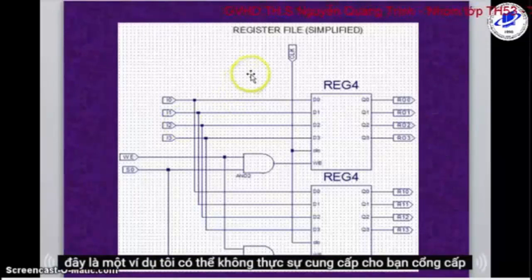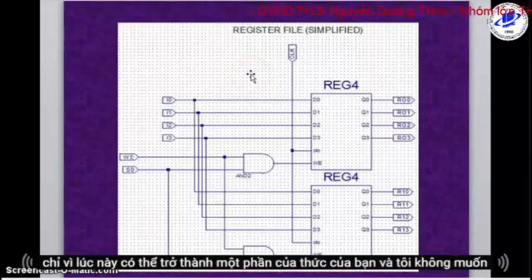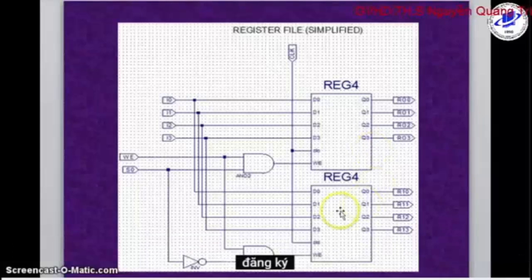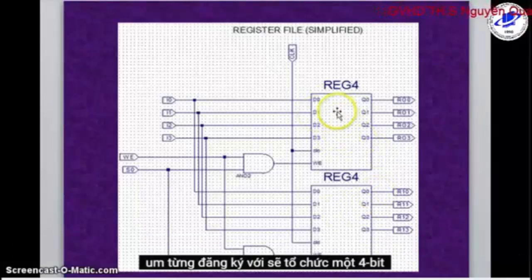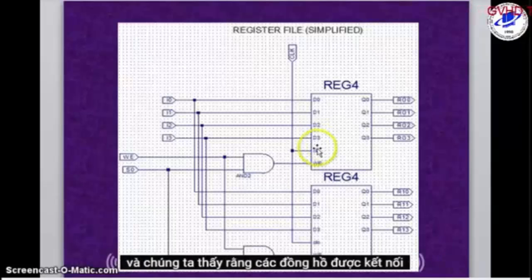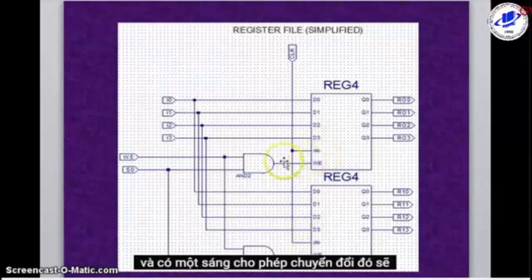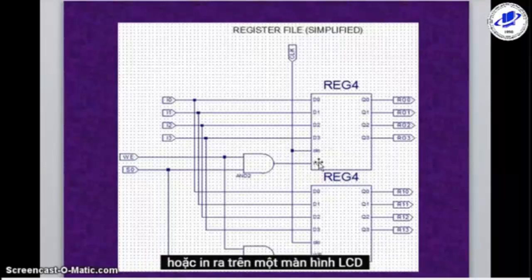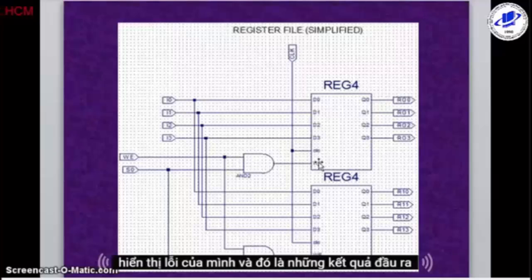Here's an example. I couldn't really give you gate level just because this may become part of your final, and I don't want to give too much away there. But here we have a register file. We have 2 registers. Each register will hold a 4-bit number, as we see from D0 to D3. And we see that the clocks are connected, and there is a write enable switch, which will allow it to be manipulated or moved or printed out on an LCD screen, or sorry, display. And those are the outputs.